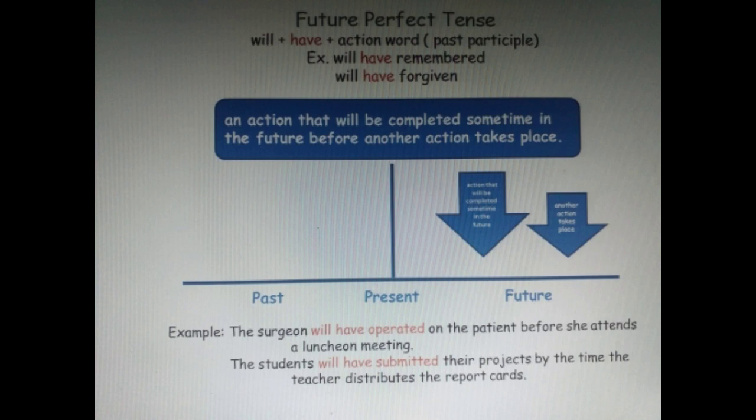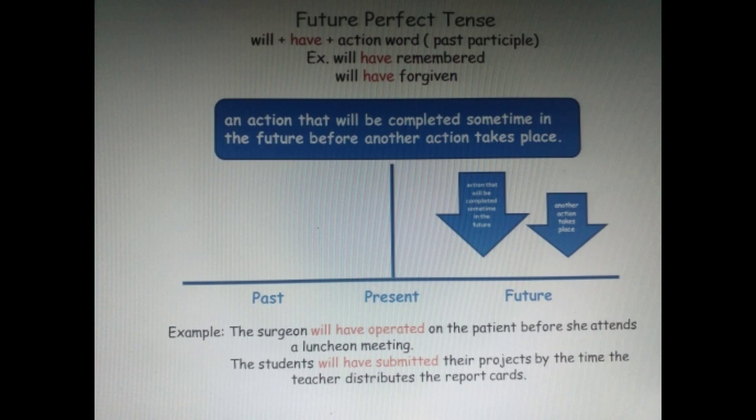Next, future perfect tense. We use this pattern: will plus have plus action word in the past participle. For example, will have remembered, will have forgiven. So the future perfect tense of verb is an action that will be completed sometime in the future before another action takes place. As the figure shows, we have two actions in the future: one which will be completed sometime in the future, and another action that takes place.